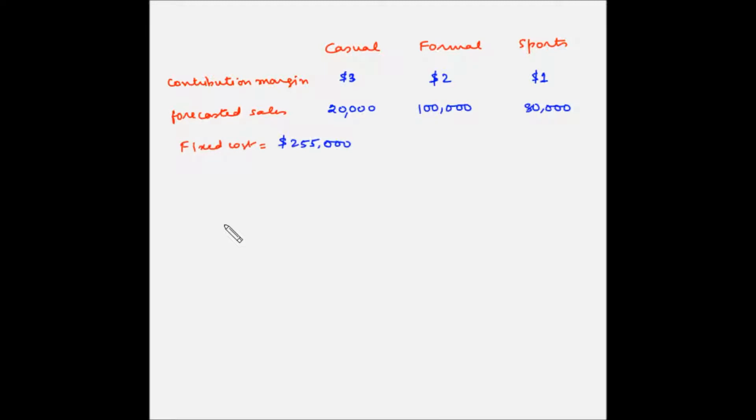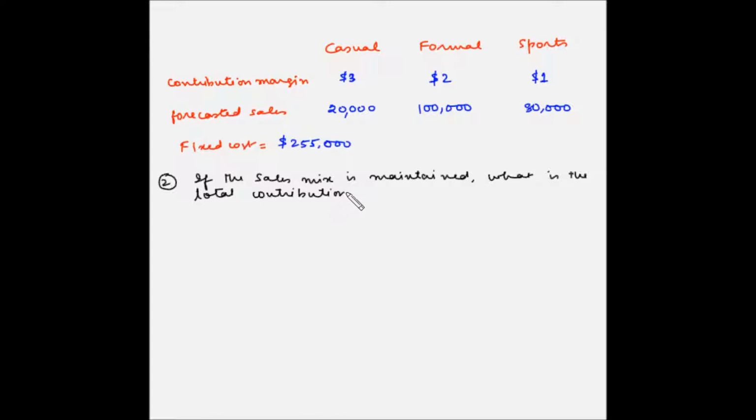So the second question is that if the sales mix is maintained, what is the total contribution margin when 200,000 units are sold? And what is the operating income?